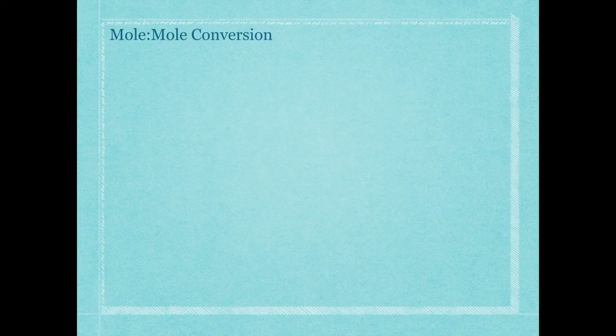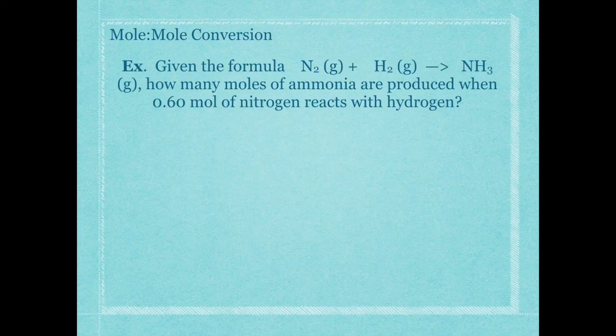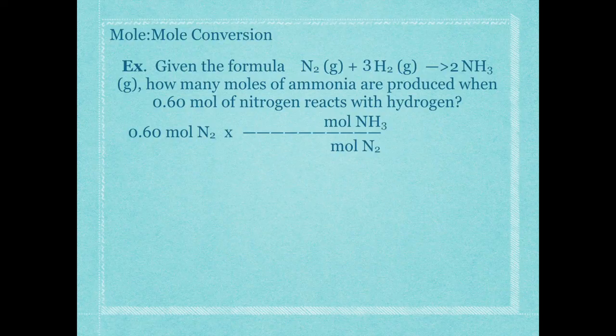So let's look at an example. If I give you this reaction and I ask you how many moles of ammonia are produced when 0.60 moles of nitrogen react, okay, the first thing that I have to do is balance. So to balance, I'm going to put a 2 in front of ammonia and a 3 in front of hydrogen. Now I'm going to convert. So I start with my given, which is 0.60 moles of N2, and I'm going to convert into moles of ammonia, NH3. So I'm going to put moles of nitrogen on bottom, moles of NH3 up top.